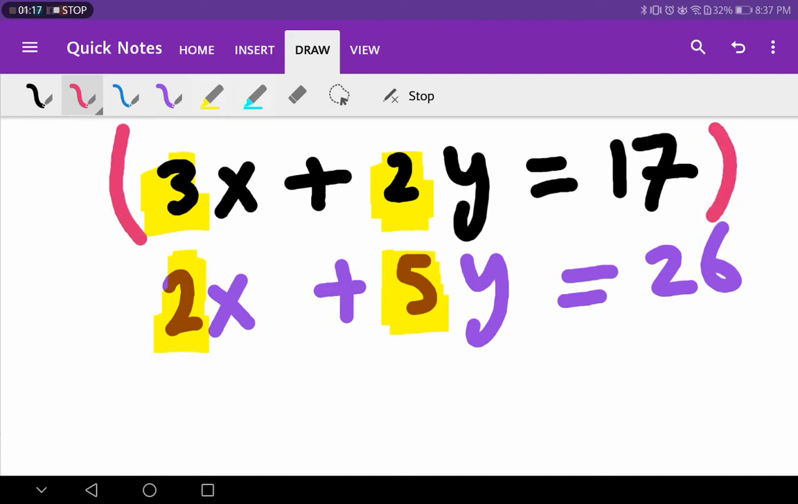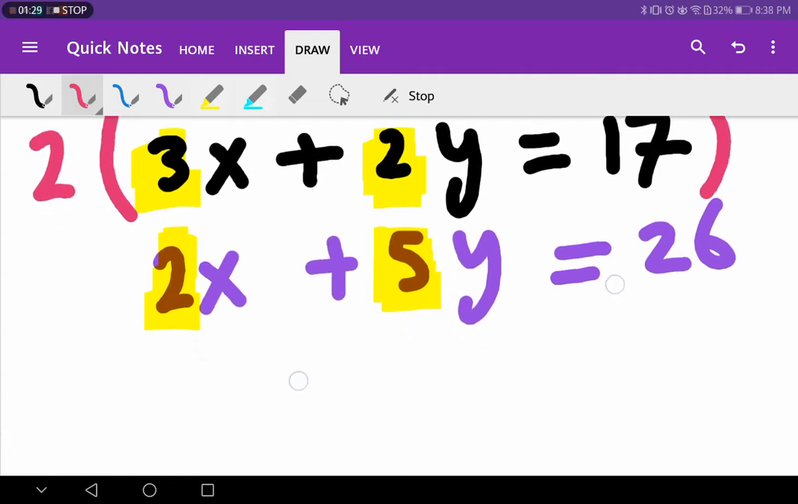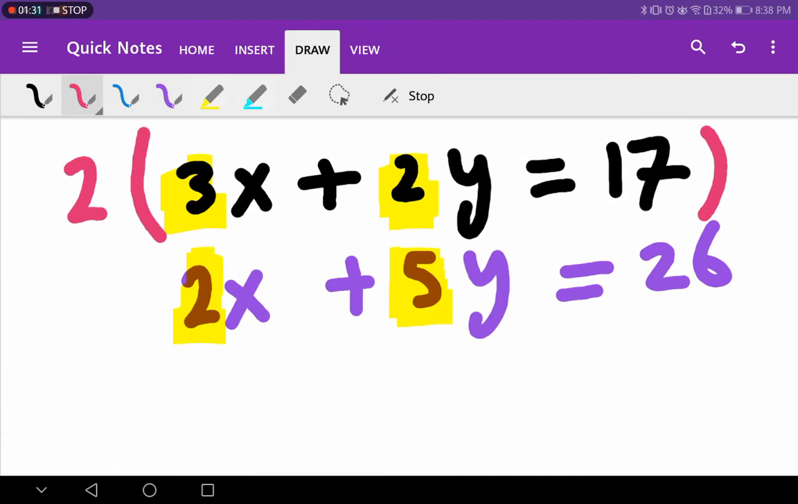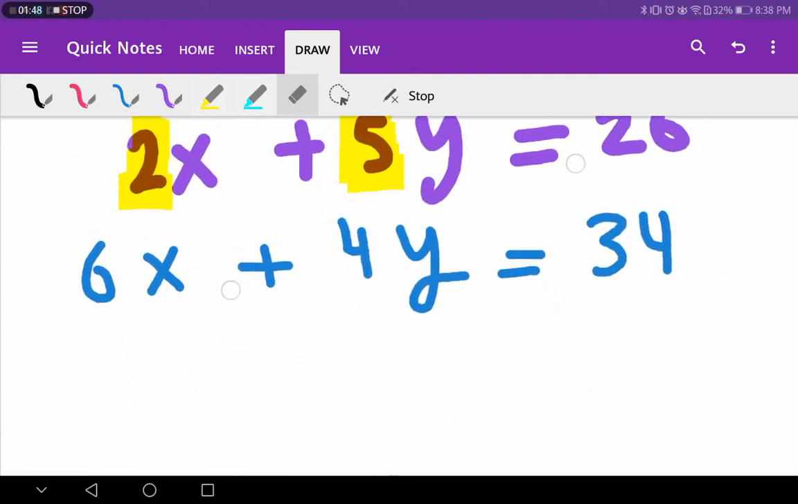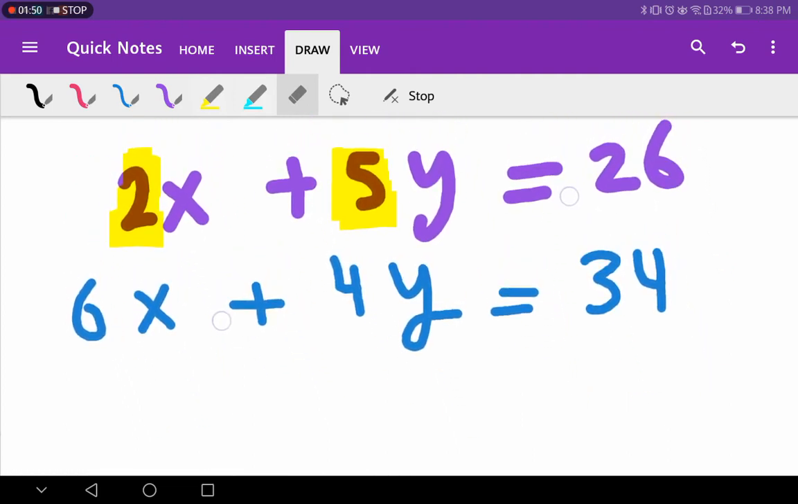I do like this, my dear student, to make sure I multiply all the terms of the equation by 2. Okay, now if I multiply it by 2, I will get 6x plus 4y equals 34. So I'm done with this. Erase it.